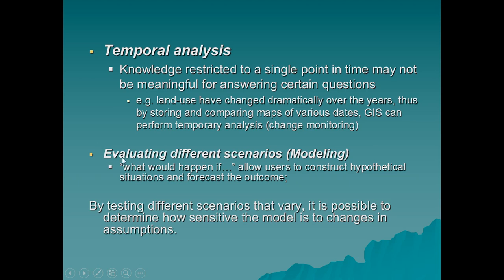We can also have GIS being used to evaluate different scenarios or simulations, with what we call modeling. What would happen if? This allows the user to construct a hypothetical situation and forecast the outcome if certain hypothetical situations exist. This type of modeling in GIS is a very important planning tool. A little later on in the course, hopefully we will get to look at a particular case to see how this type of modeling is done.